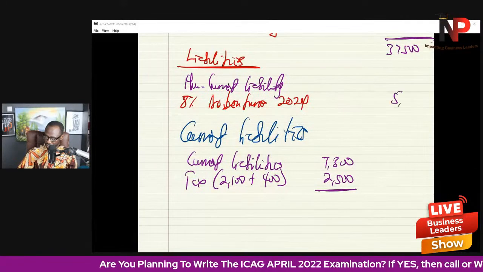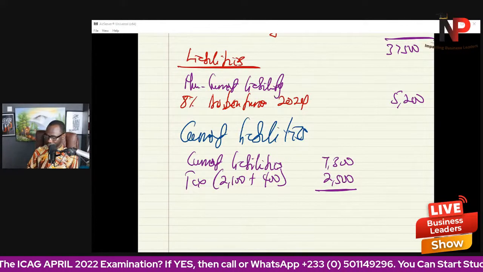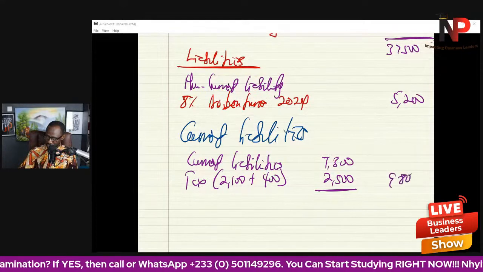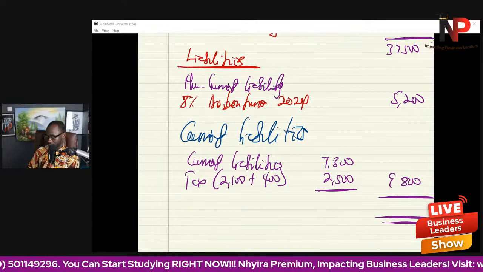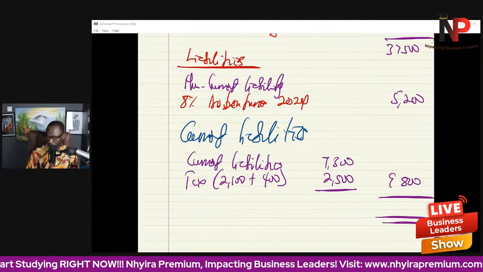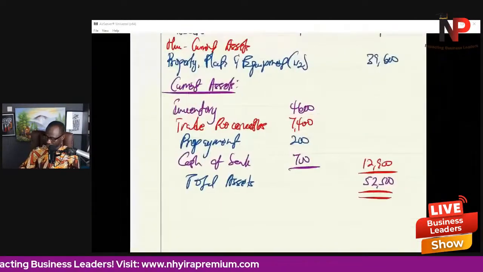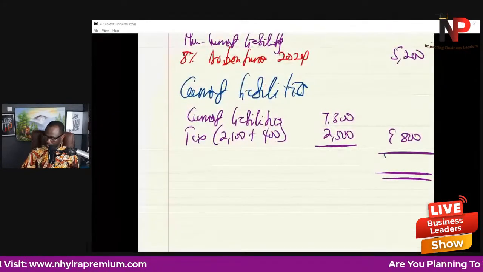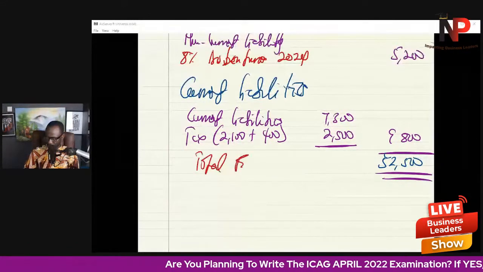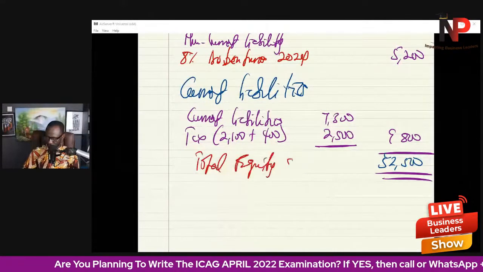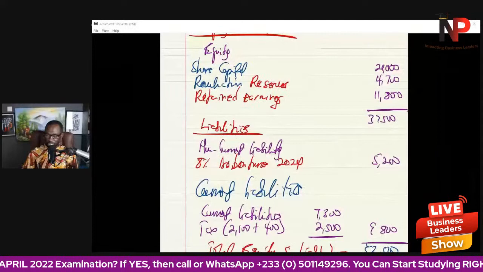Let's take the debenture here. So 7,300 plus 2,500. I'm getting 9,800. And that is equity and liability. That's 52,500. Okay, so our balance sheet has balance. So that's total equity and liability. So this is the answer to the question.